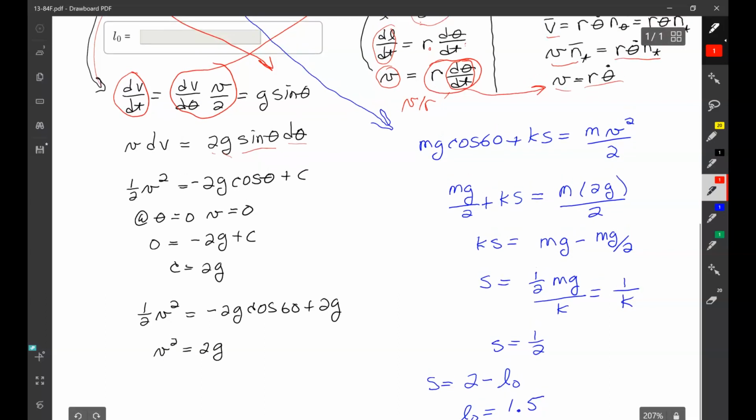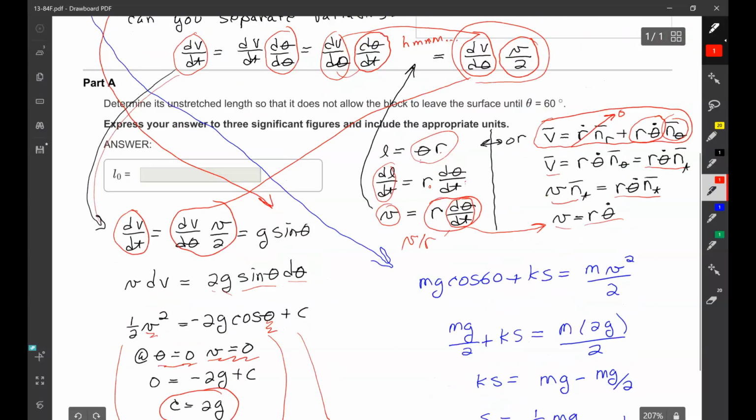Don't forget the C. How do you find the C? You have to give me a theta and a v. So when theta equals 0, v is equal to 0. So you find out that C is equal to 2g. So you plug it in. 1/2 v squared equals minus 2g cosine of 60, because that's when I want the v, plus C. C is equal to 2g, so v squared is equal to 2g.